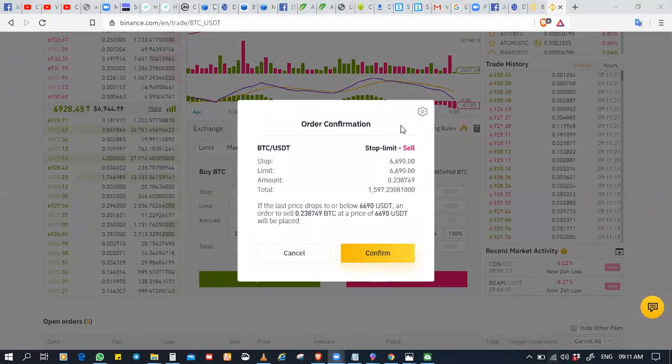Okay, and what is the pop-up saying? All right, look at this closely. It's saying order confirmation, BTC/USDT, stop limit sell. Stop at 6,690. Limit 6690, amount, and total amount, and that's it. Now, read this instruction. If the last price drops to or below 6690 USDT, an order to sell this value of Bitcoin at the price of 6690 USDT will be placed. Do you want that? Of course, I will click on confirm.